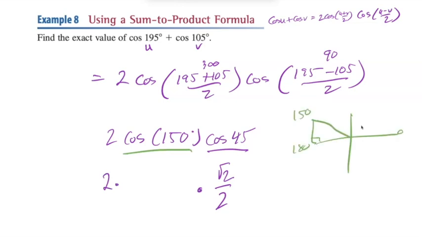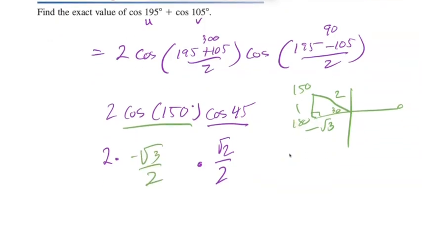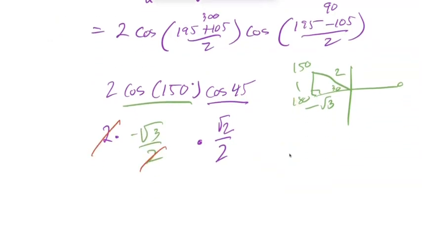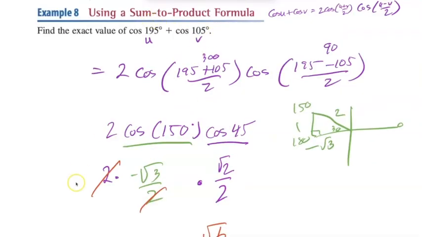That's going to be a 30-degree triangle. That's 1, radical 3, and 2. This would be a negative rad 3 because you're going to the left. Cosine would be negative rad 3 over 2. Then we can simplify it. These two cancel. There we go, and we get negative square root of 6 over 2. That's using the sum to product formula. And that's the lesson.